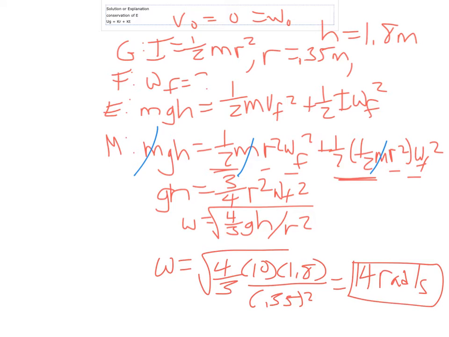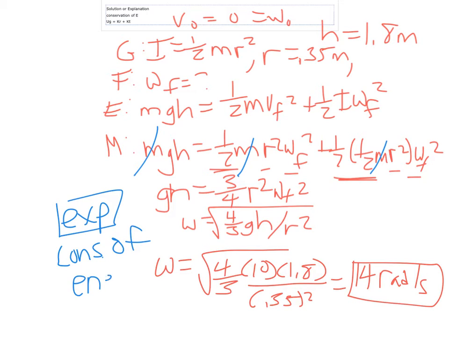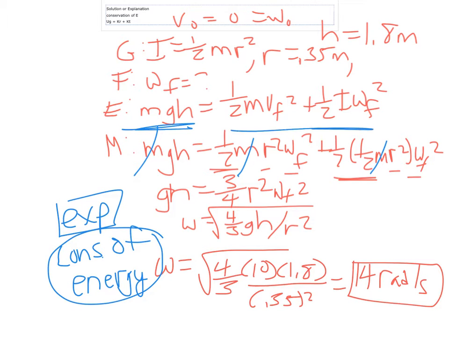As far as the explanation, I had a lot of people not say it. I had a lot of people say it, so awesome. But I did have maybe 20% of you not say conservation of energy. That was the most important word you could say. Now, you really should say a little more, like it had potential energy at the top and kinetic energy at the bottom, and they just convert from one to another. But this was a key phrase.